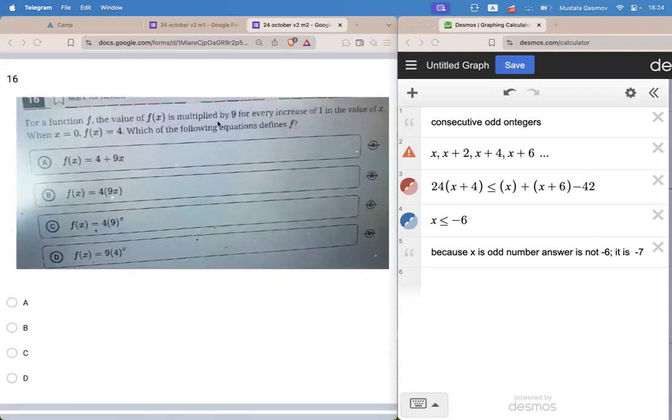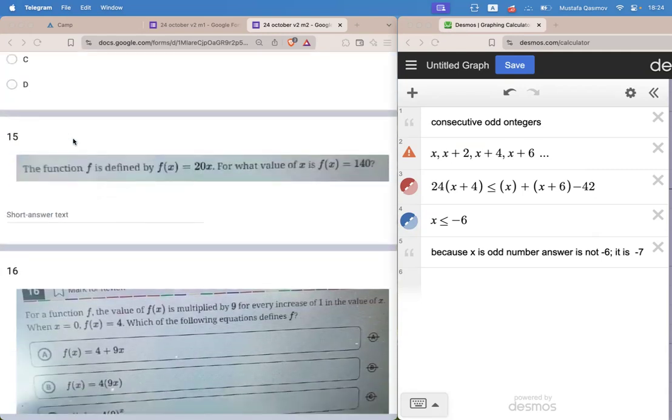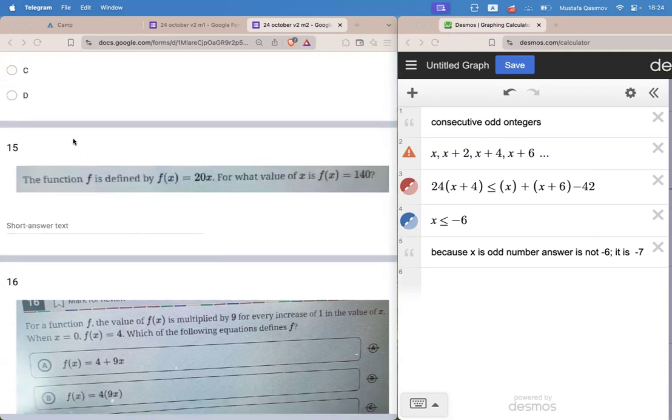This one. When x increases by 1, y is multiplied by 9, it means that b is 9. So the answer is C. Or you can also check this point, 0 and 4. We know that x is equal to 7. When it is 7, then it is 140.